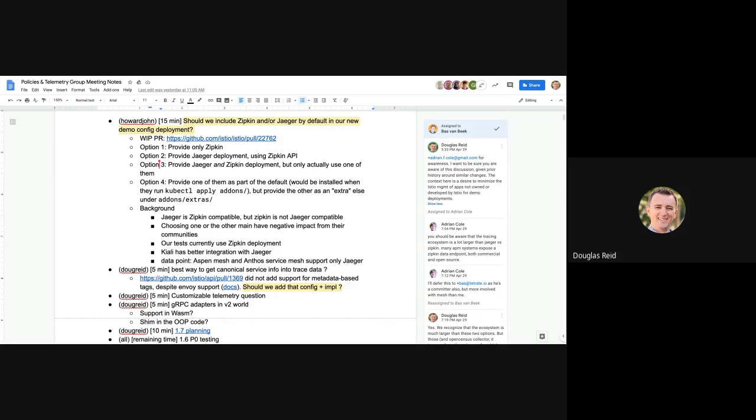So the other aspect of this, which is called out here, is that our tests currently use Zipkin. So should we default a different way? That would mean switching the tests, I think. I think we want to have our happy path tested, right? Yeah. I think part of this would be switching that test to use Jaeger if we choose Jaeger as the default, which I assume won't be super hard.